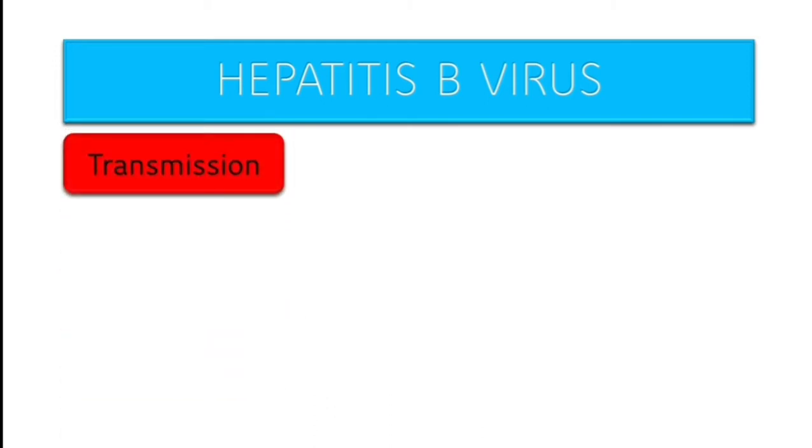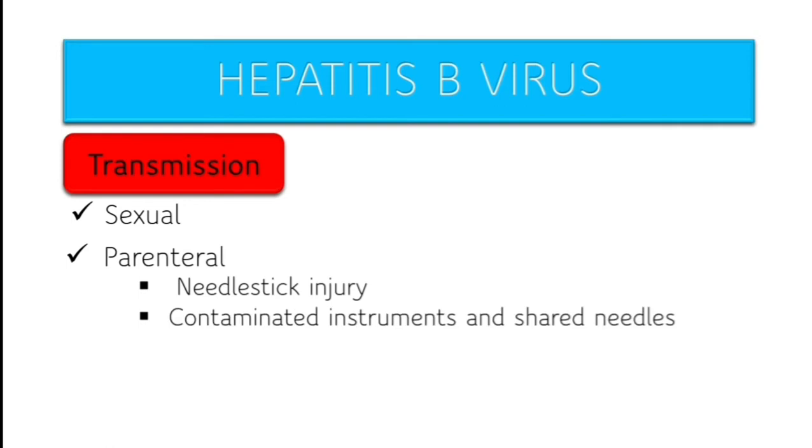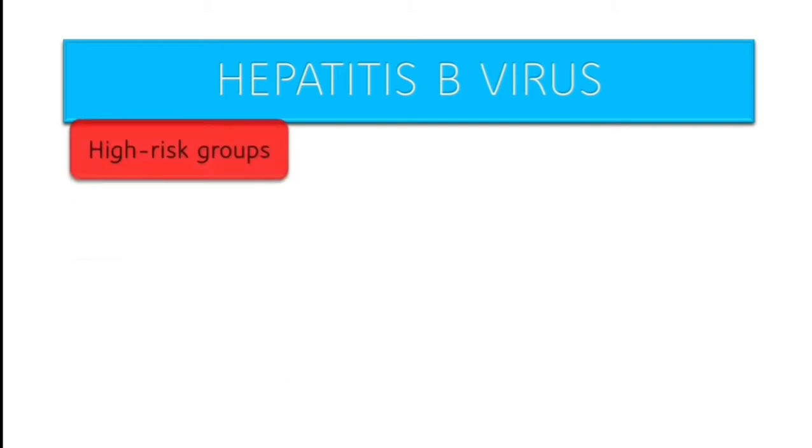Hepatitis B is transmitted, number one, through sexual intercourse. Number two, through the parenteral route. So here we are talking about needle stick injury or contaminated instruments and shared needles. The other way is through perinatal transmission, right? So let's talk about the high-risk groups.